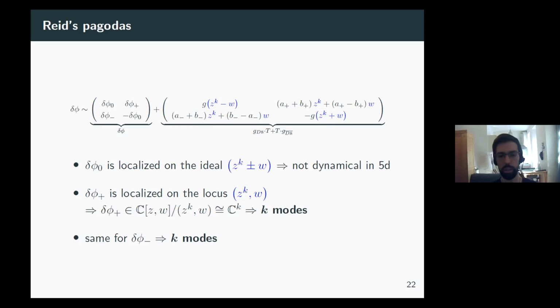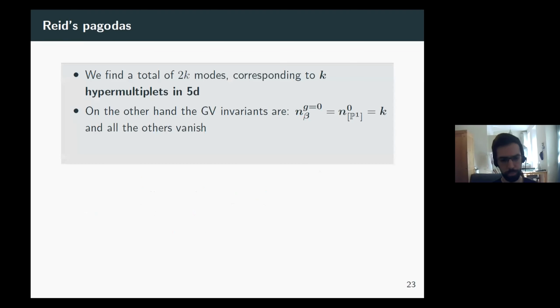This implies that delta phi 0 is localized on the ideal z^k plus or minus w, and so it is spread all over one of the branes, and as a result, it is not dynamical in 5 dimensions. On the other hand, delta phi plus, by considering the gauge symmetry given by A and B, can be localized on the ideal (z^k, w), which is just the intersection point between the two branes. This means that delta phi plus gives rise to k modes that stretch from one brane to the other near the intersection point. And in the same way, delta phi minus gives another k modes stretching from one brane to the other. Summing up, what we find is a total of 2k modes, in total corresponding to k hypermultiplets in 5 dimensions.